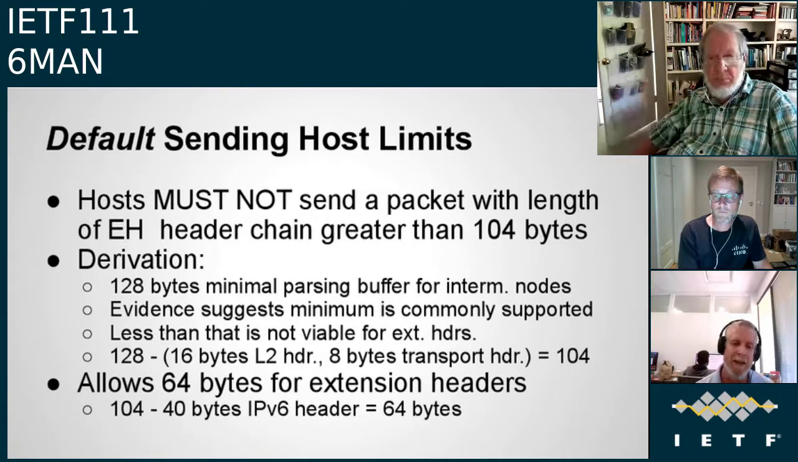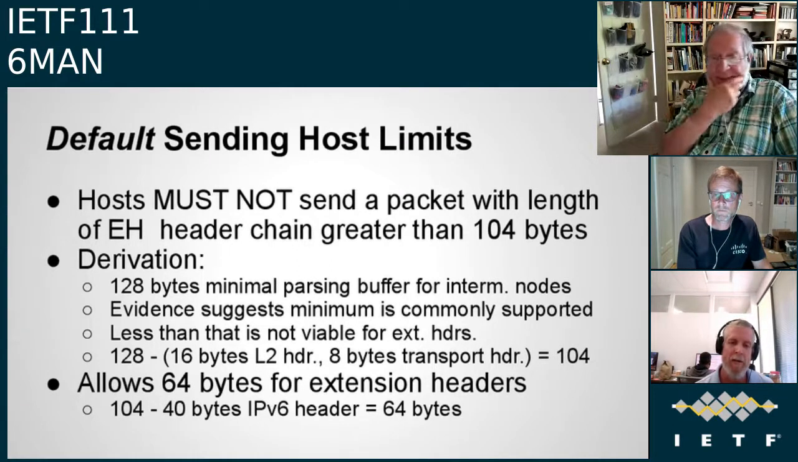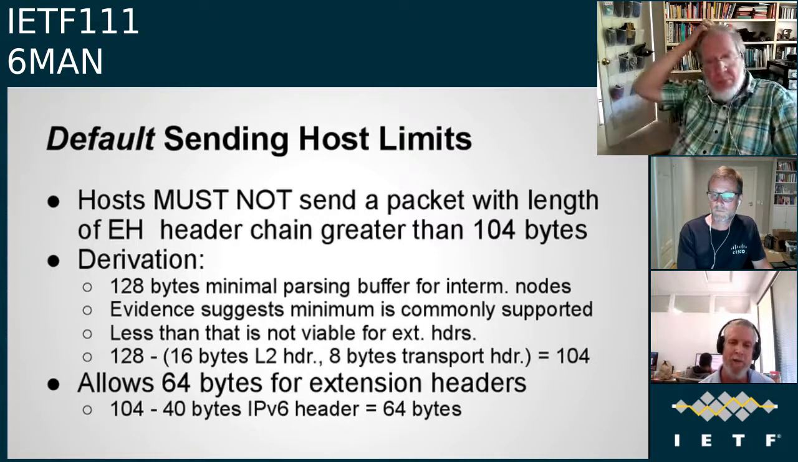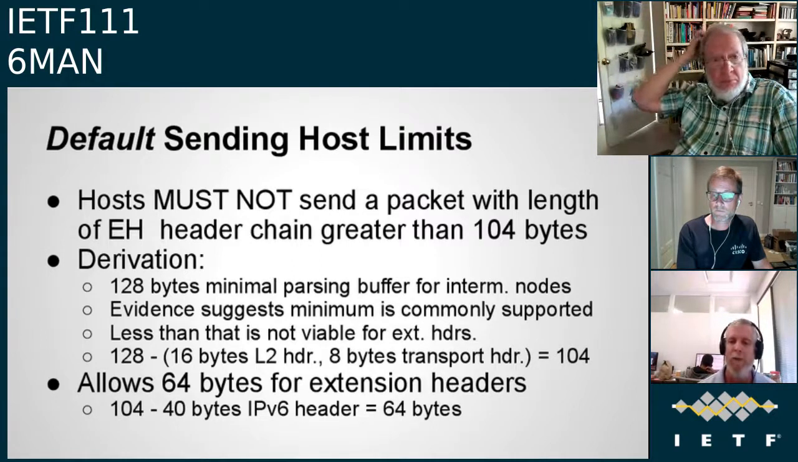But I would also point out, less than that, if we don't have at least 128 bytes, extension headers probably aren't viable at all. So this is kind of a hard limit that we would want to make a requirement. And again, the problem isn't so much that if we have these large headers we can't process the extension headers themselves. The problem is large headers could push the transport layer too deep in the packet such that routers that need that information can't get to it. So fundamentally, if you add all this up, it allows 64 bytes for extension headers. And again, this is a default, not necessarily a global limit if we apply it to limited domains.